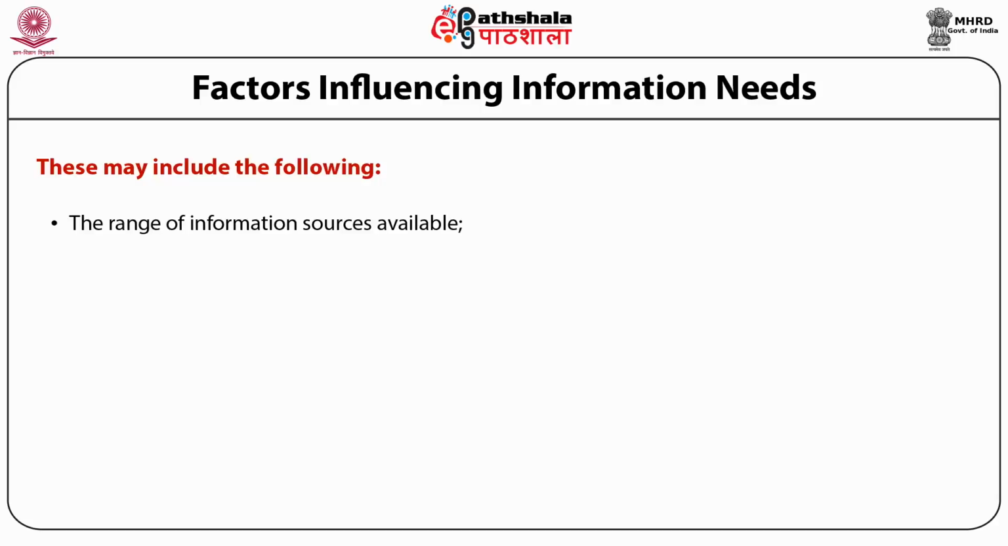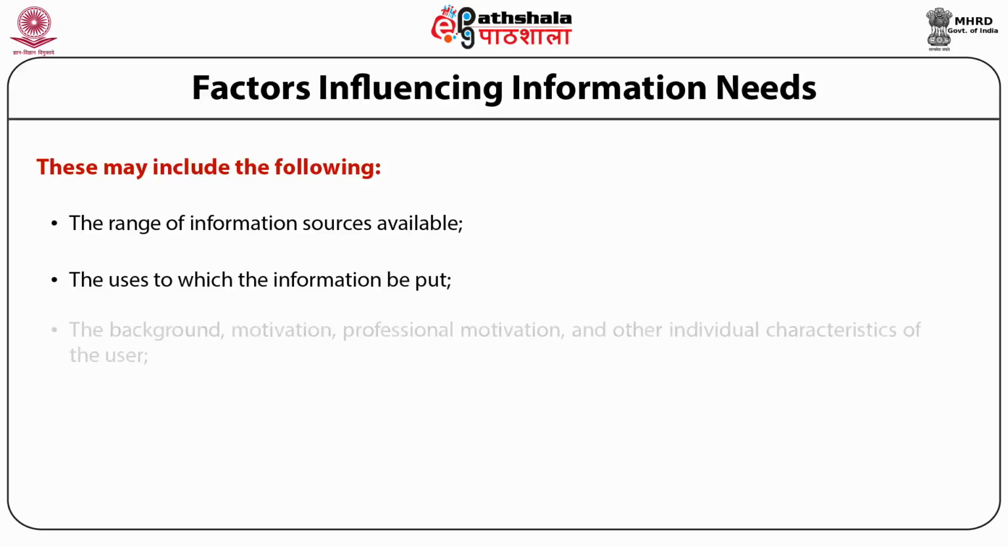If a large or wide range of information sources is available, obviously much more information, adequate and accurate, will be made available. The uses to which information is put is another factor which influences the information needs of users. The background, professional motivation, and other individual characteristics of the user also influence the information needs.